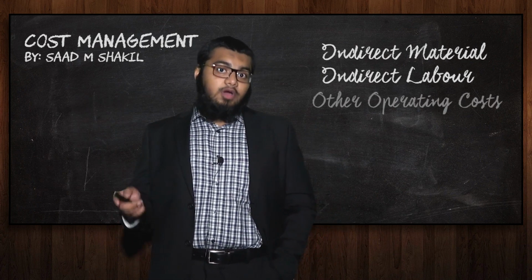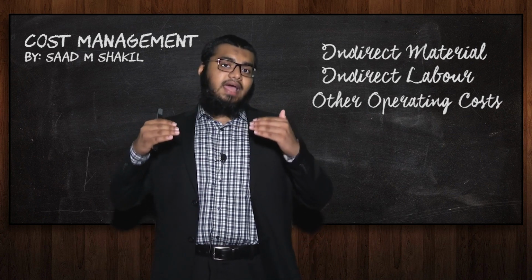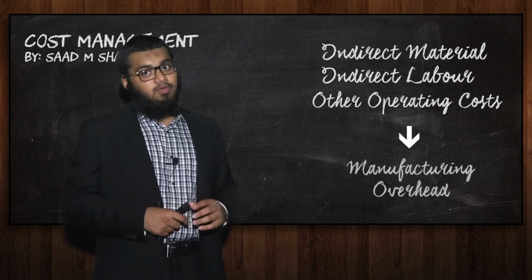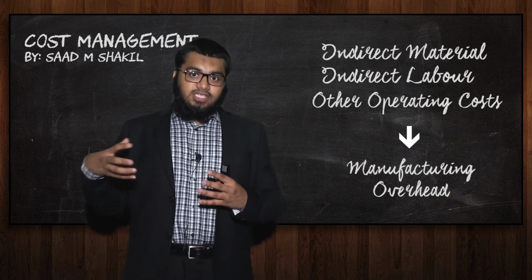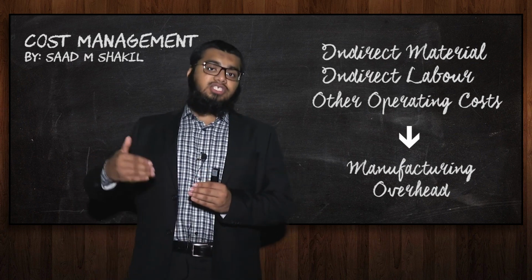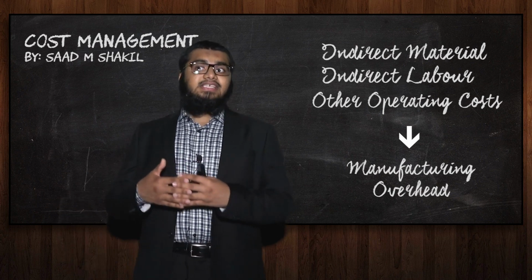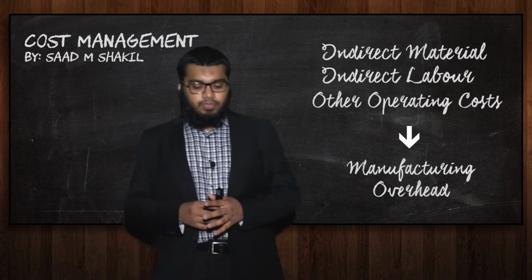And then we have other operating costs. Other operating costs, together with the indirect material and the indirect labor, are going to be called the manufacturing overhead. The other operating costs are the additional costs which are incurred other than the material and labor for the production of the product, but these are not directly related to this product.